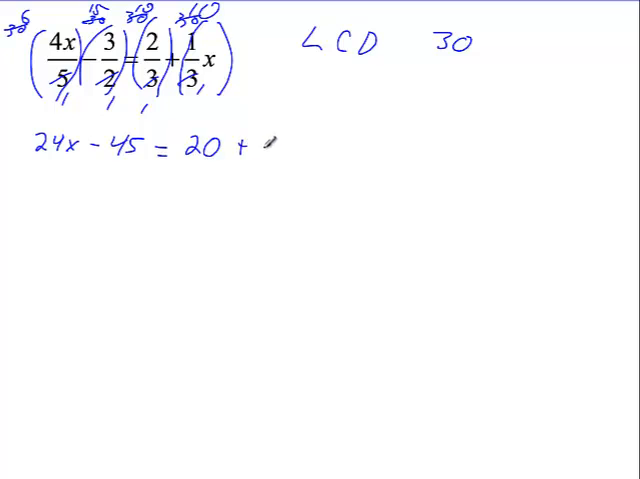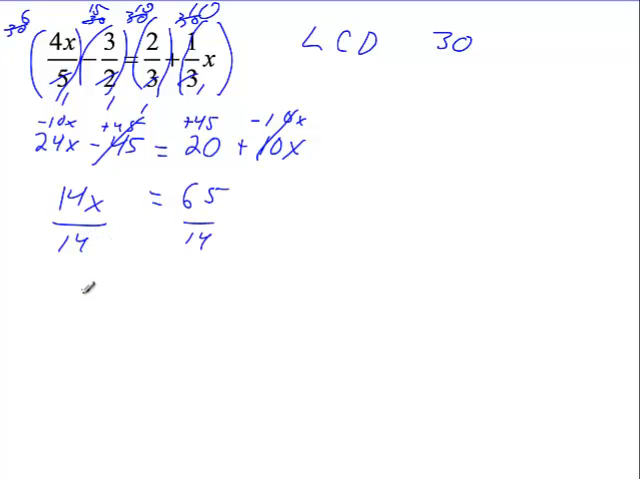is 10x. Now we want to get our x's on the same side of our equal sign, so I'm going to subtract 10x from both sides, and I'm going to add 45 to both sides to get our constants to the other side. My 10x's cancel and my 45's cancel, so I'm left with 24 minus 10 is 14x. And 45 plus 20 is 65. Now to get x by itself, divide both sides by 14. x is equal to 65 over 14.